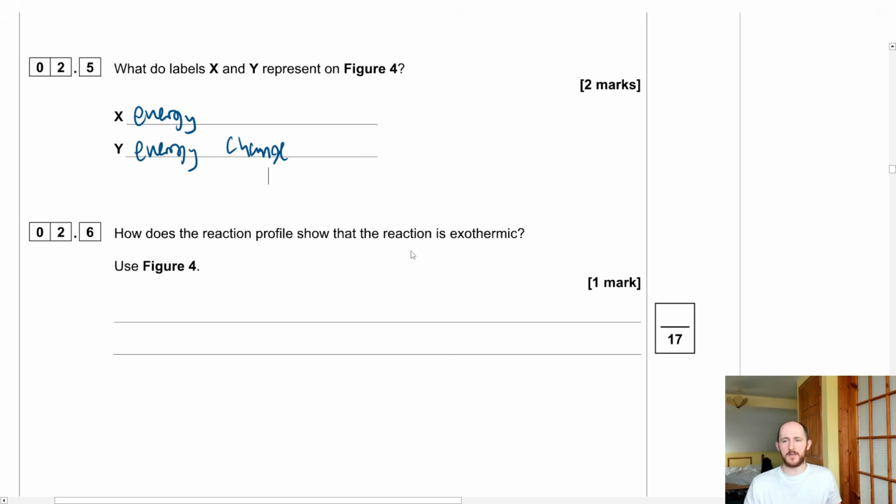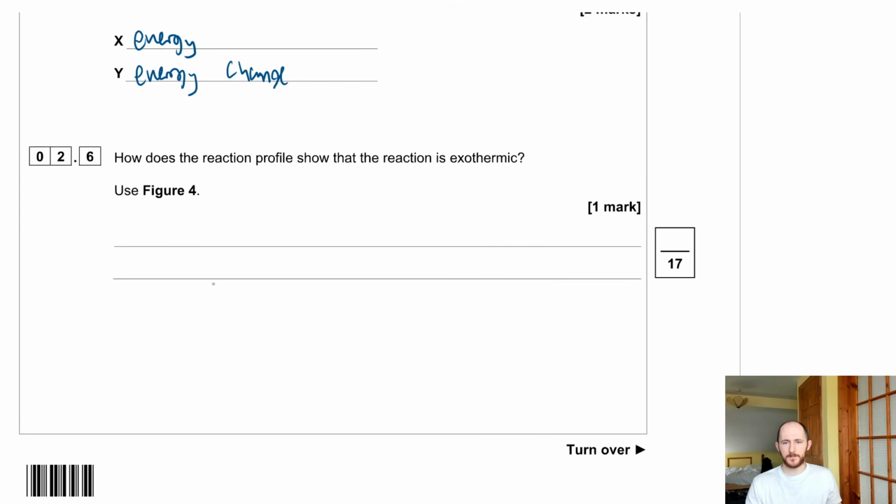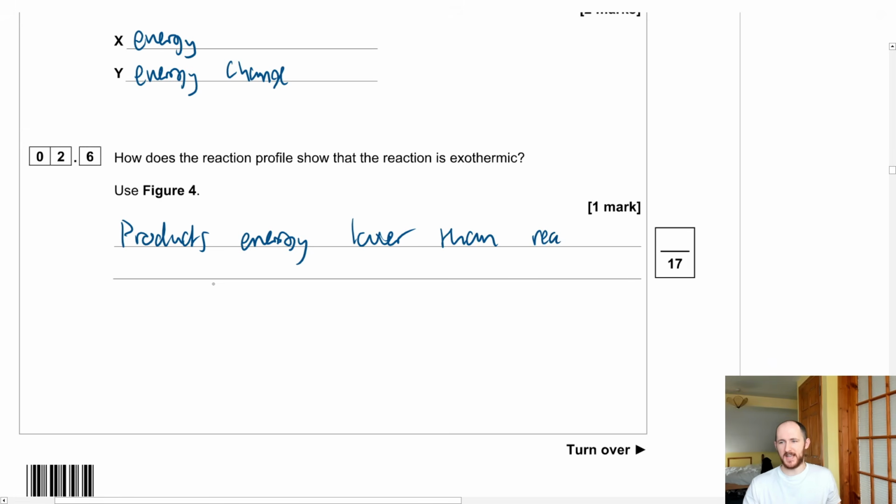How does the reaction profile show that it's exothermic? Because the product's energy is lower than the reactant's energy. That looks like I wrote lower than reactant's energy. And again, hopefully that makes sense, because that energy has to go somewhere, and in this case it's gone to our surroundings. And that brings us to the end of question 2.